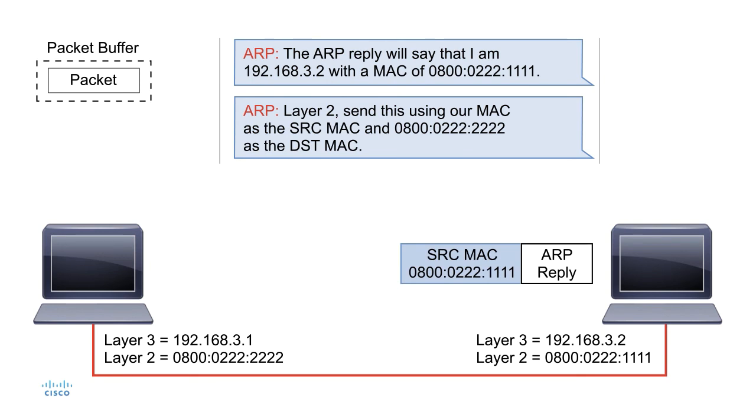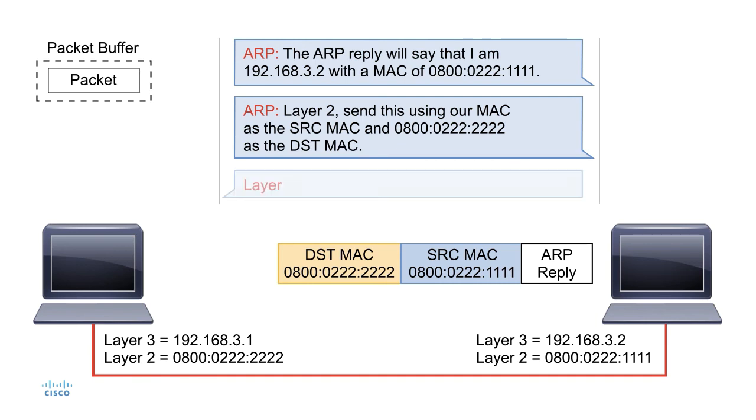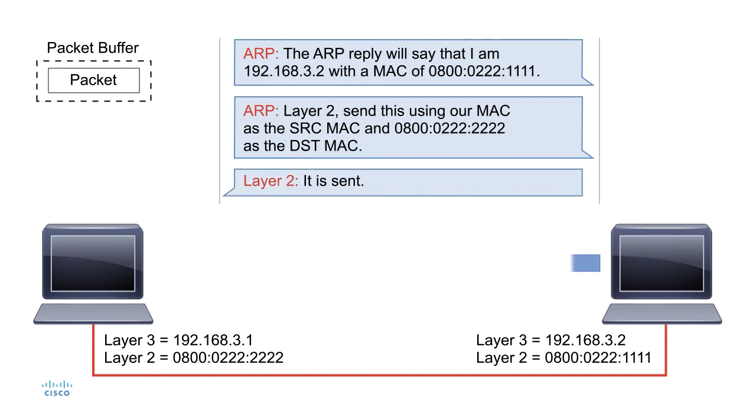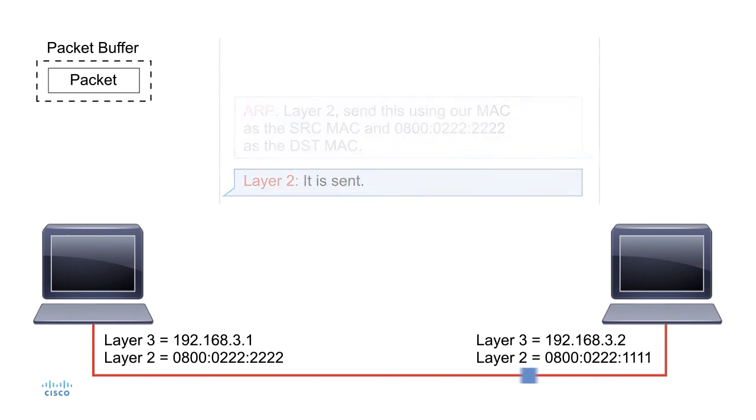So then ARP says, okay, layer 2, can you send this ARP reply using our MAC address as the source and send it directly back to 0800.0222.2222. No need to broadcast this. Send it directly to him. So layer 2 says, all right, it's sent. And the packet is now on its way.